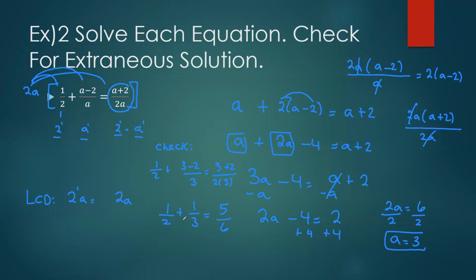What's 1/2 plus 5/6? You can use a decimal. It's about 0.83. 1/2 plus 1/3, yeah, it's fine to use a decimal. I get 0.83 as well. So the left equals the right. So this concludes that your A value does equal 3.